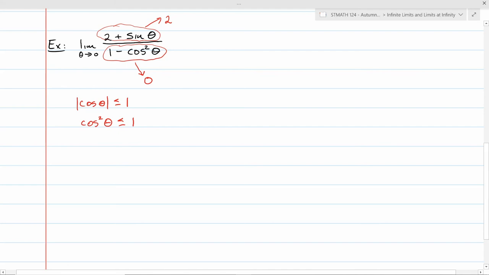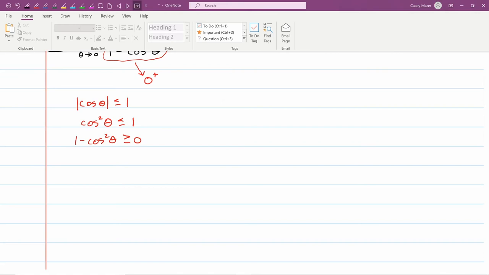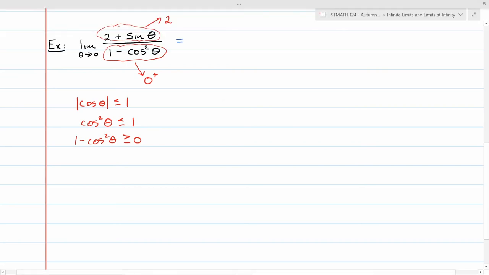So if cosine squared of theta is always less than or equal to 1, 1 minus cosine squared of theta has to be bigger than or equal to 0. Because you're taking 1 and you're subtracting something that's smaller than 1. So you get something positive. So this is always a positive value here in the denominator. Even though it's getting close to 0, it always stays positive as long as you don't put in 0 exactly. And so you can see pretty quickly on this one that the answer is positive infinity because it's getting close to positive 2 in the top and going to 0 but positive in the bottom.